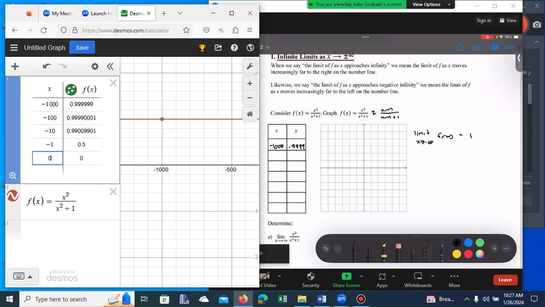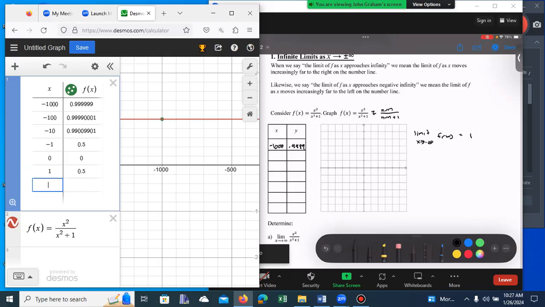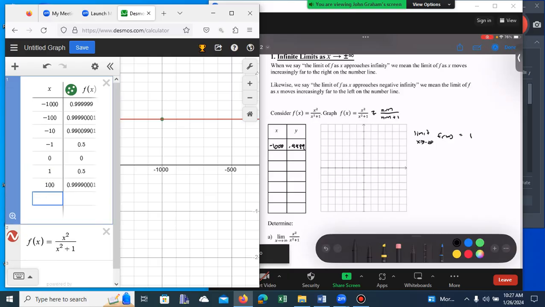And then we can look at the other side. You put in 0 and you get 0. You put in 1, you get 0.5. Put in 100, comes up to 0.99. Put in 1,000, comes up to 0.999999. Alright, so the limit of f of x as x goes to infinity also equals 1 here.